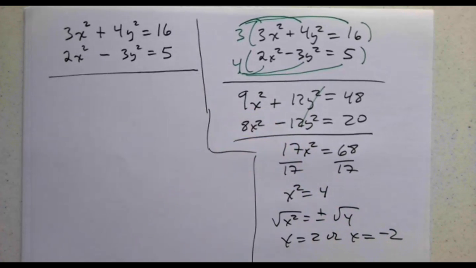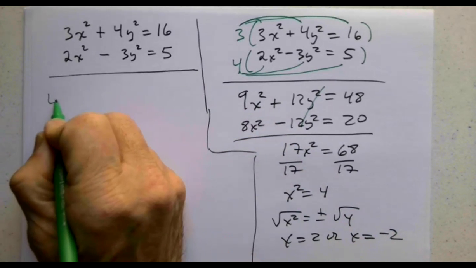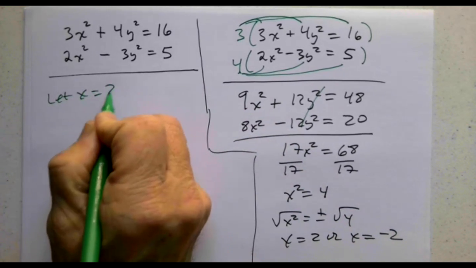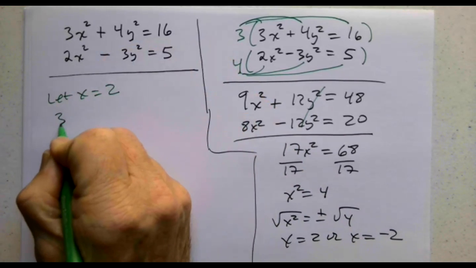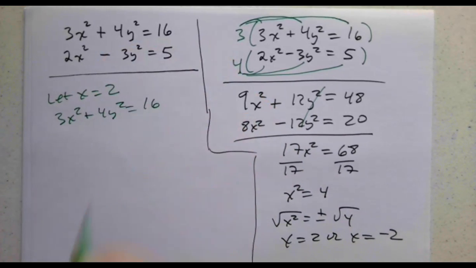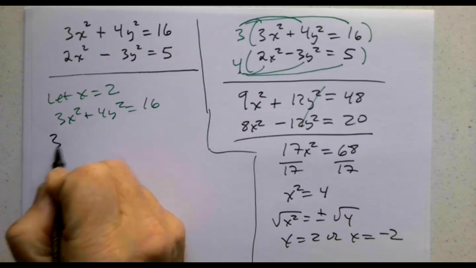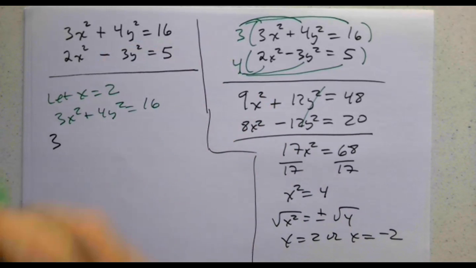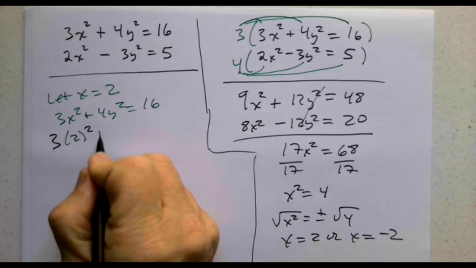Now, what do I want to do? I have x is 2 or x is negative 2. Well, let's assume for our discussion that x is 2. We're going to plug that into one of our equations. So let x equal 2. Now I'll plug it into the first equation. I'm going to use that to solve for y. Okay, that's going to give me 3 times, remember we said x was 2, 3 times 2 squared plus 4y squared equals 16.